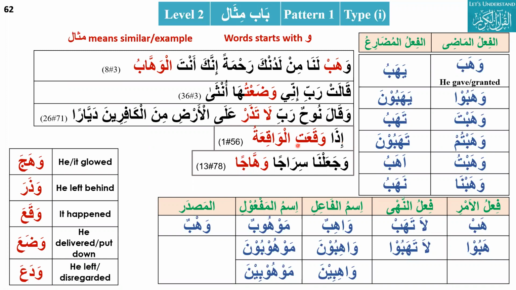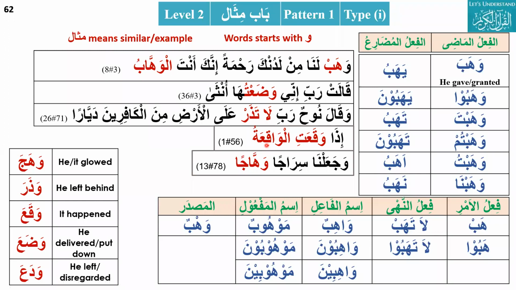إذا وقعت الواقعة. So let's start with وقعت. What is this? This is a feminine actually, feminine of وقعة. Which is the chapter? This chapter is level 2, by مثال. وقع means it happened. And وقعت, she happened. Okay, now let's go to the next one.